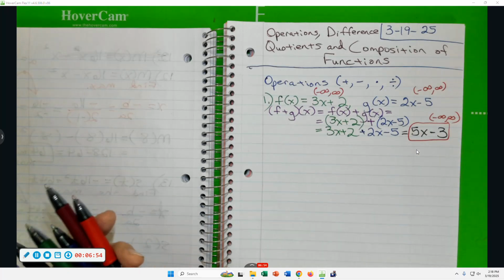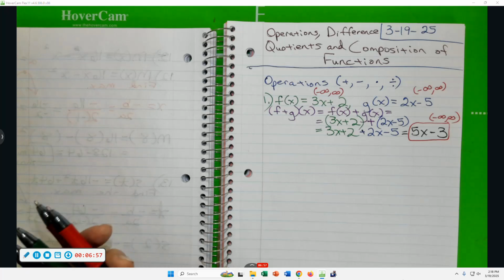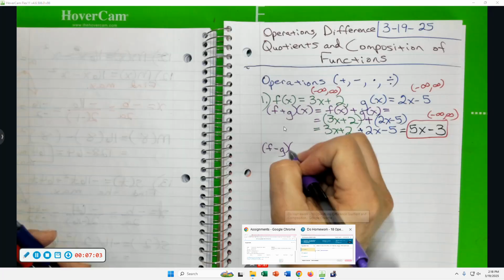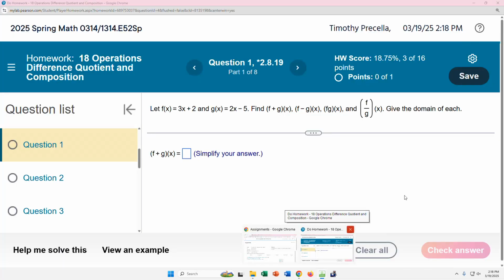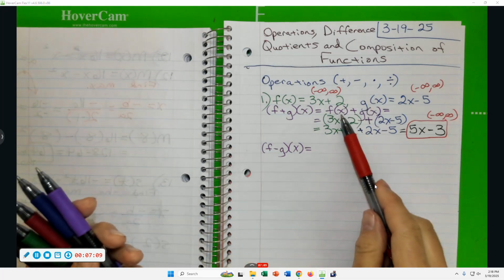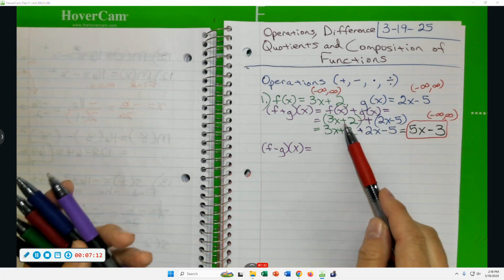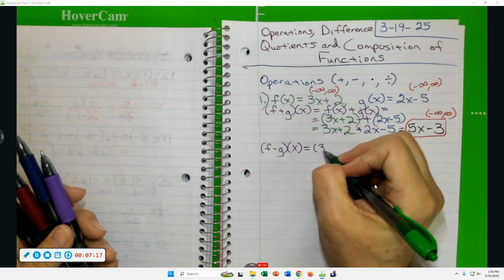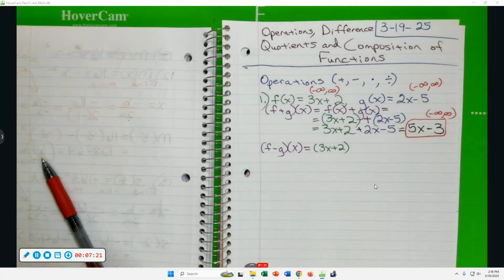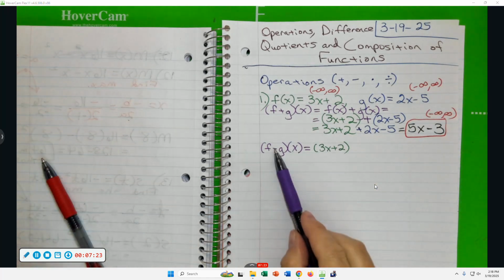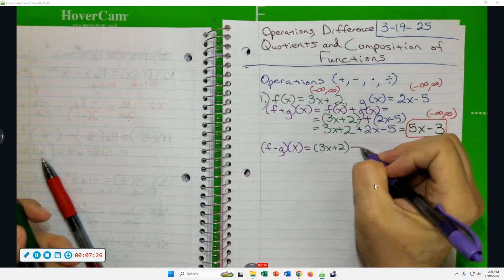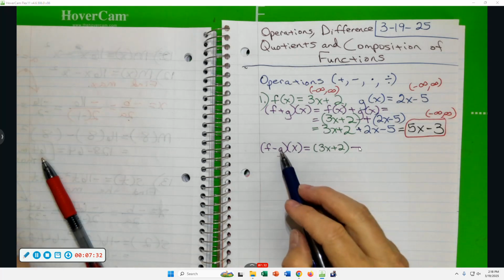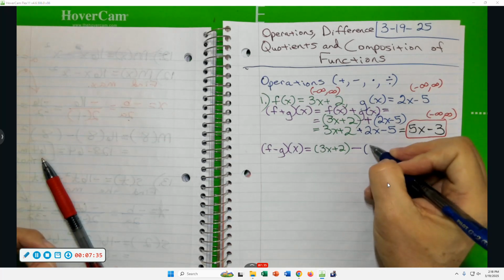Now let's do f minus g. Do you want me to type in that answer? Now, f minus g of x. That's saying, instead of f of x plus g of x, it's f of x, which we know is 3x plus 2, and we're going to subtract. Instead of plus, it's going to be a minus. So that's the purple minus. This purple minus is that purple minus there. And g of x is 2x minus 5.